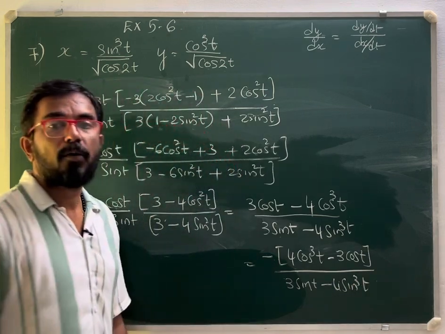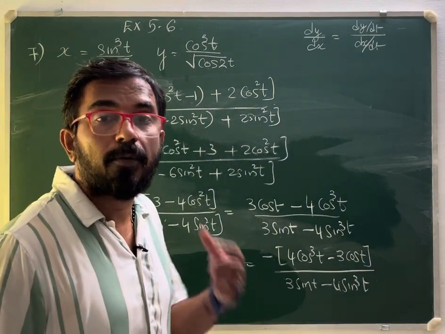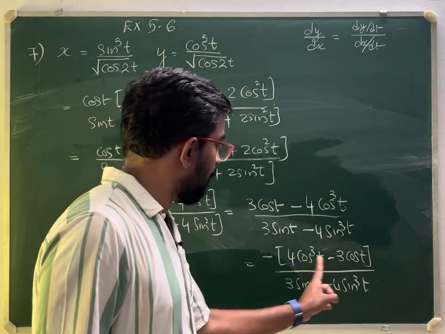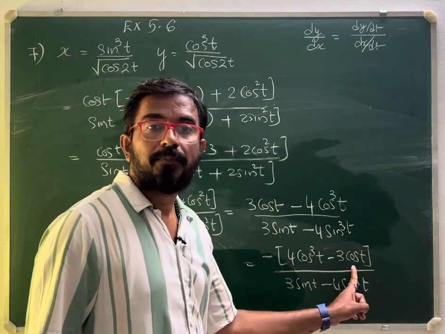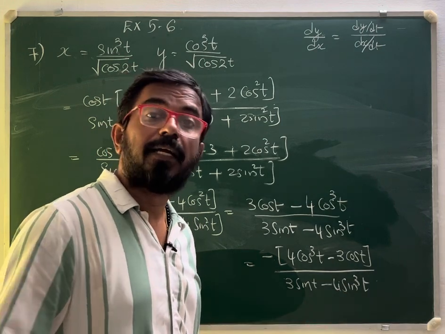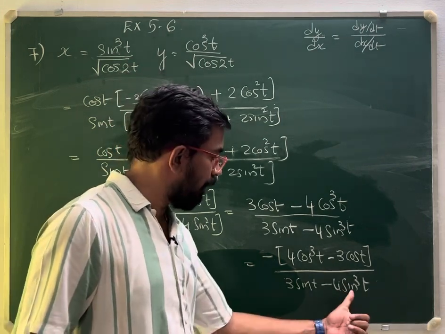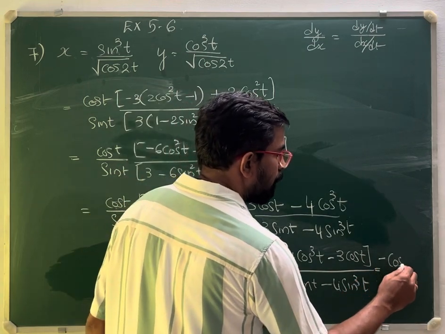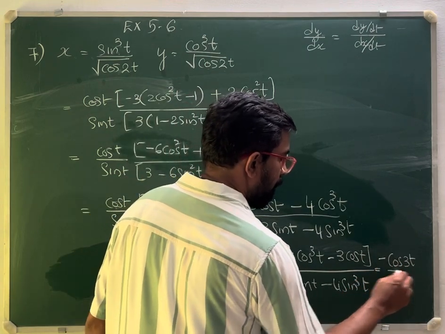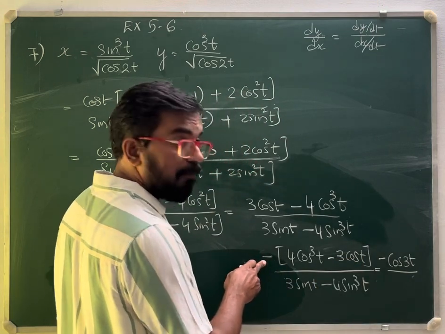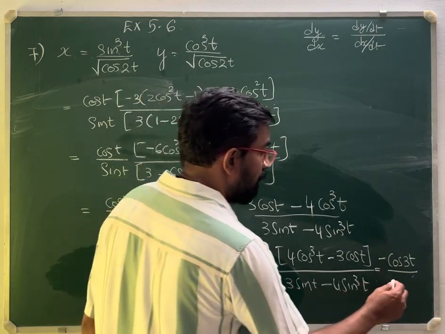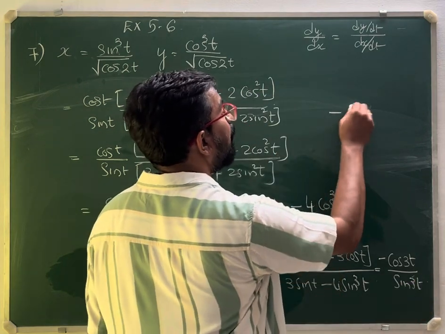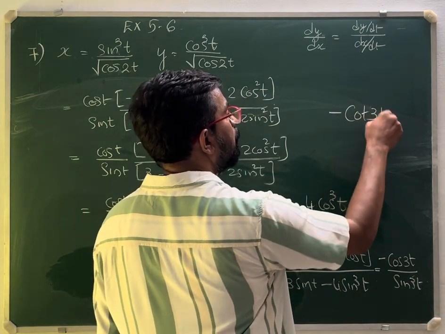You may remember the cos 3a and sin 3a formulas. What is cos 3a? 4 cos cube a minus 3 cos a. See? And what is sin 3a? 3 sin a minus 4 sin cube a. That is this. So this can be written as minus cos 3t. Minus is from here only, not from the formula. This will be sin 3t. So the final answer is minus cot 3t.